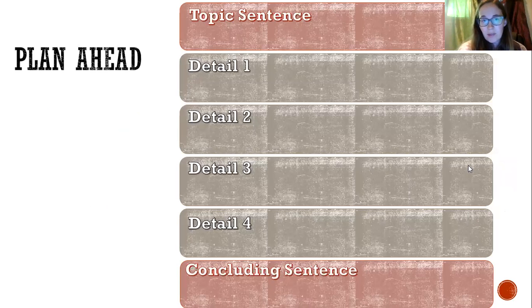So the first step then is to plan. Here, I'm not going to write full sentences. I'm just going to use point form. I'm going to take what's inside my head and dump it out onto the paper. So I've decided to tell you about my first job, and I hated it. Then I'm going to give some details.